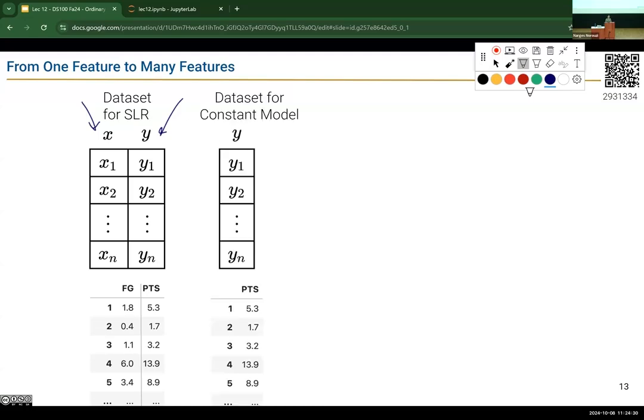When I was doing a constant model, there was no input feature. It was just the target values that I had for all of those yi's. And depending on the loss function, we saw that there are different ways of coming up with what the optimum theta 0 hat value is going to be for the constant model.